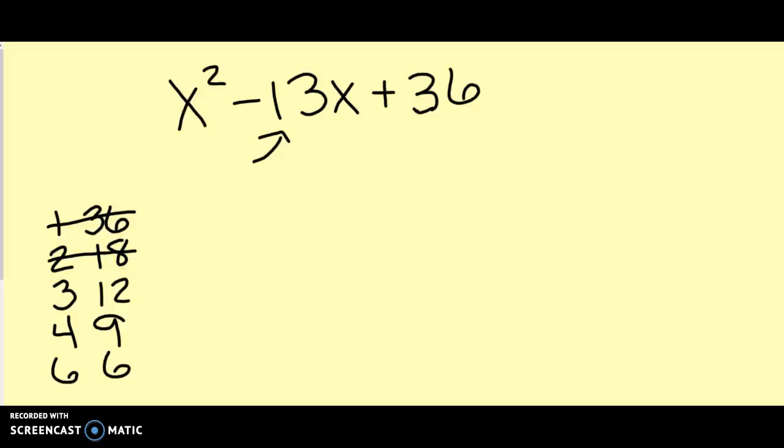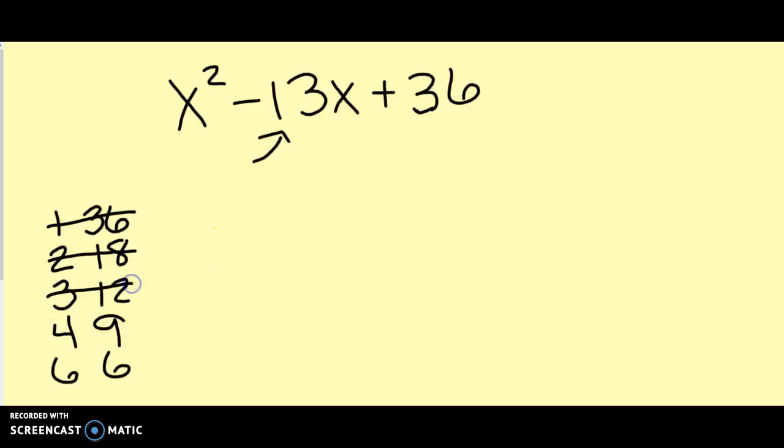3 and 12, we're getting kind of close. If you add them, you're either going to get 15, or if you make them both negative, you're going to get negative 15. If you subtract them, you're going to get 9 or negative 9 if you make one a negative. So that's not going to make 13. So cancel that out, not going to work.